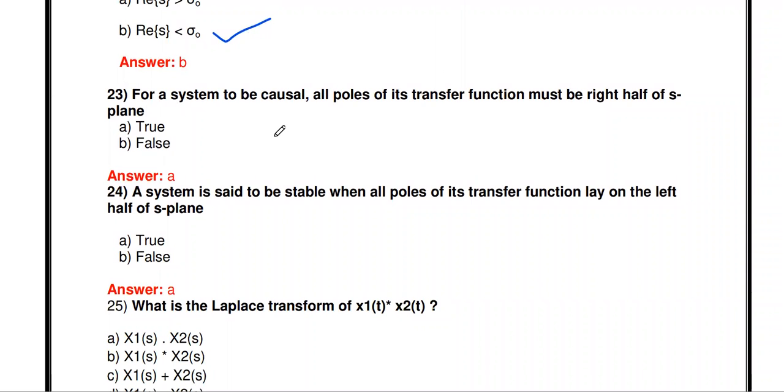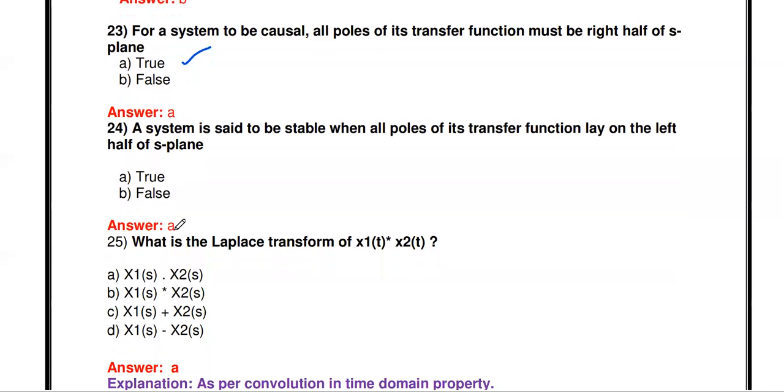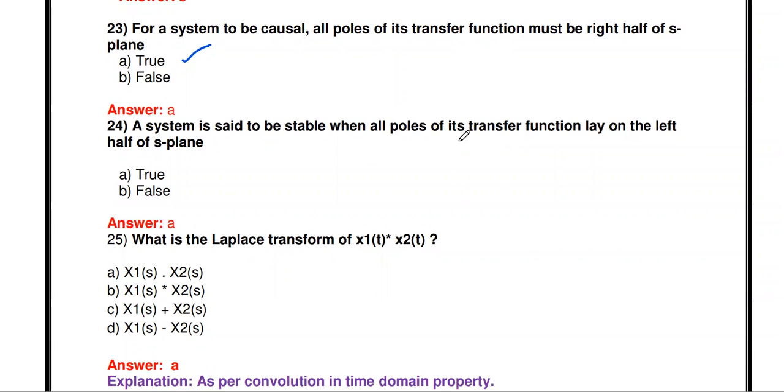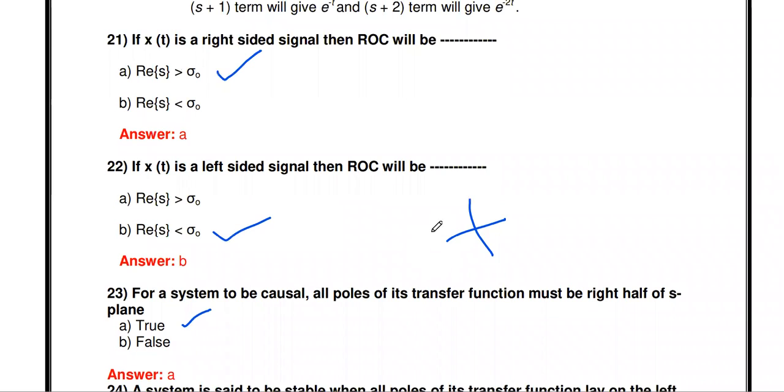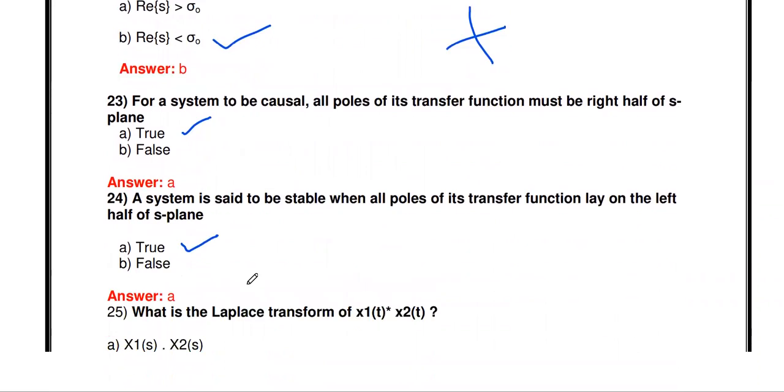For a system to be causal, all poles of its transfer function must be in the right half of the S-plane. True or false? It's true. For a system to be causal, all poles of its transfer function H of s should be in the right half of the S-plane. Similarly, a system is said to be stable when all poles of its transfer function lie in the left half of the S-plane. True. If all poles are lying in the left half of the S-plane, the system is said to be stable.